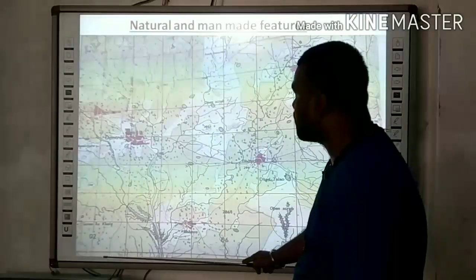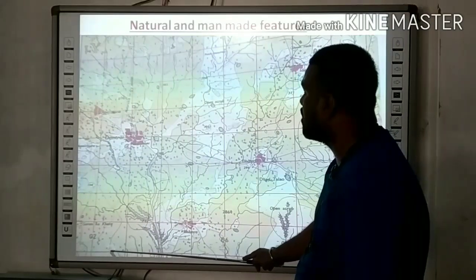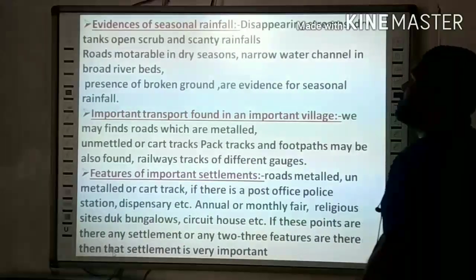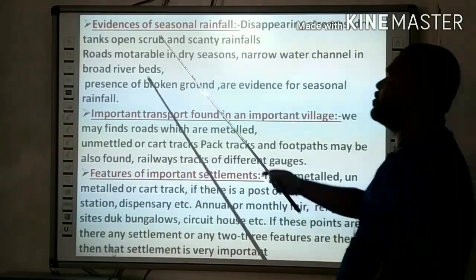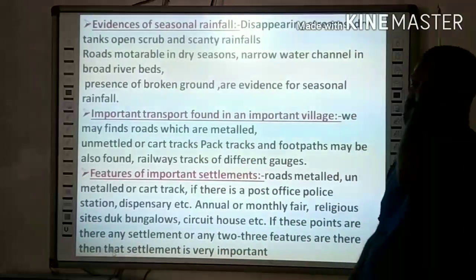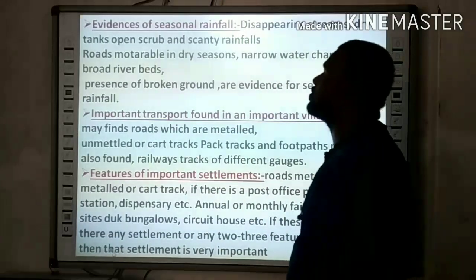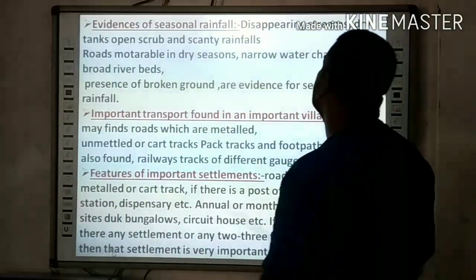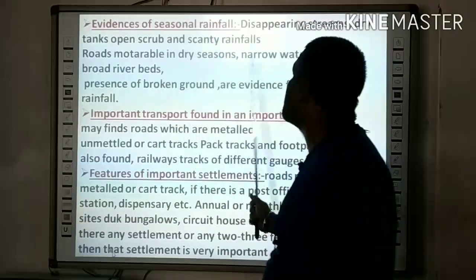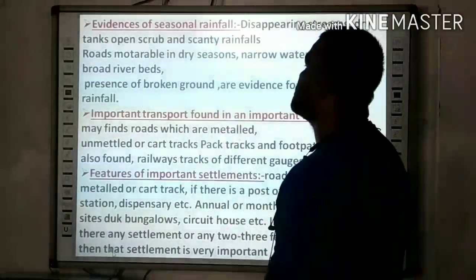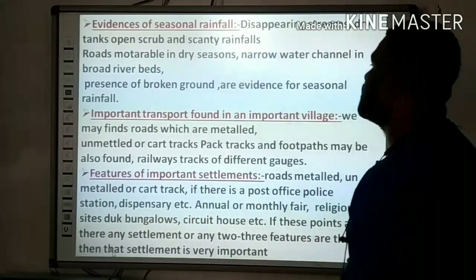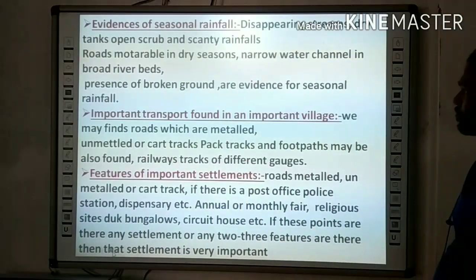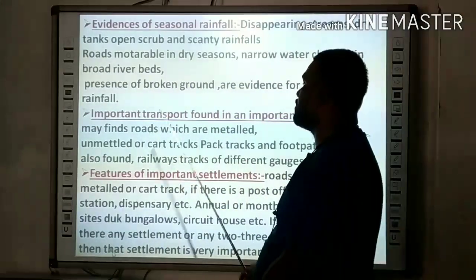Now let us go to the next slide. Now these are a few types of questions which may be asked in your exam. So, the evidences of rainfall. If you get a question, what are the evidences of rainfall, or what kind of rainfall is there? To find the evidences of rainfall, what do you look for? Disappearing streams, tanks, open scrub and scanty rainfall, roads motorable in dry season, narrow water channels in broad river beds, presence of broken ground. These are the evidences of seasonal rainfall.